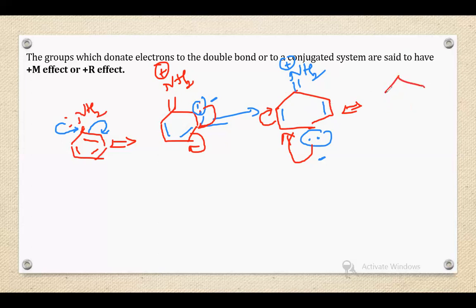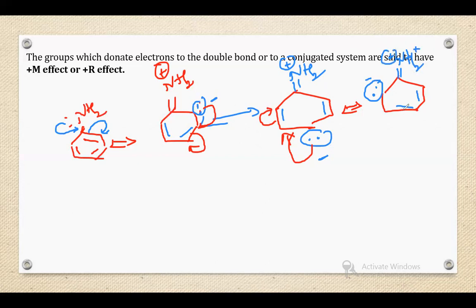So we'll have a structure like this here. Here will be the lone pair of electrons, and here the lone pair of electrons in the double bond. Here is a double bond and here is a double bond. There will be a negative charge here, and here also a negative charge. And alternately here NH2, and the nitrogen will have a positive charge.